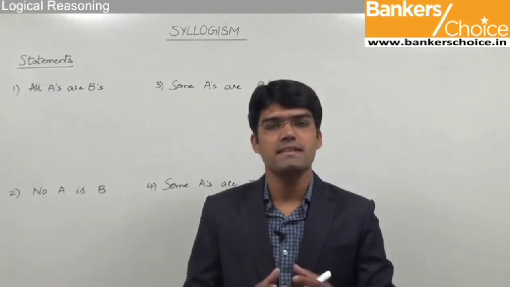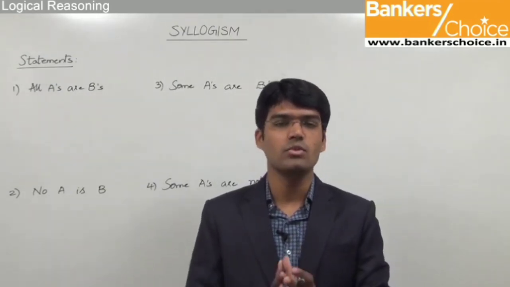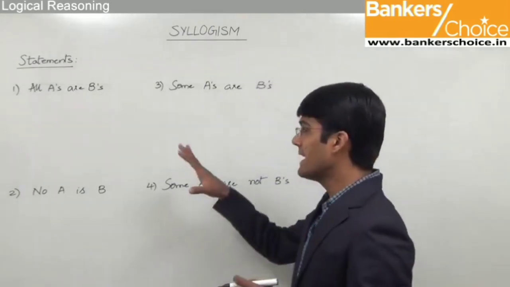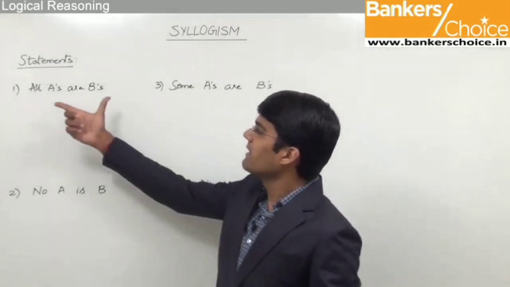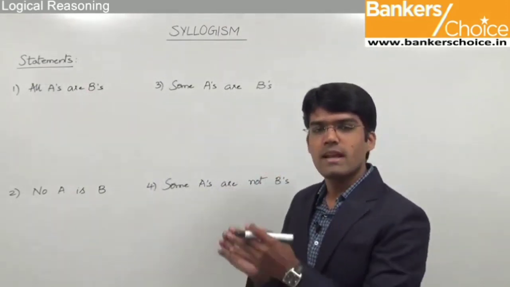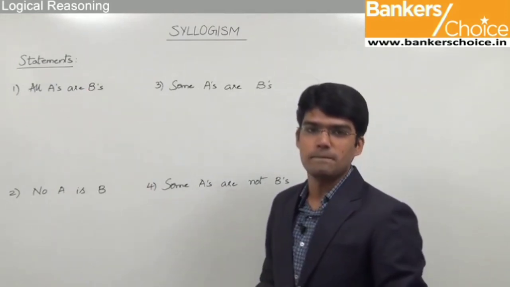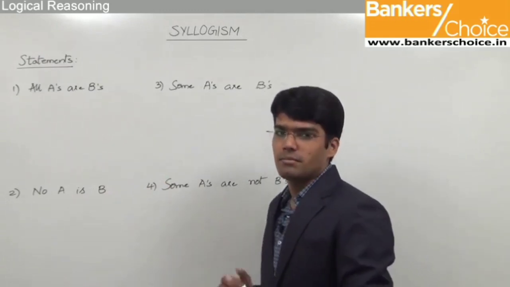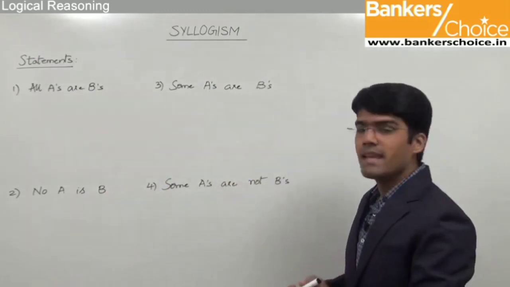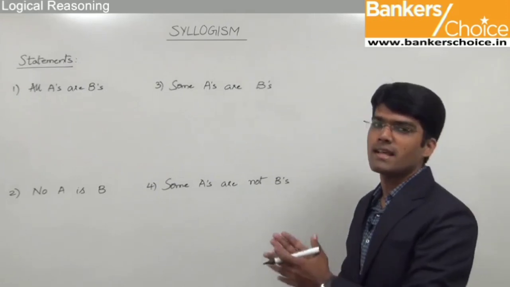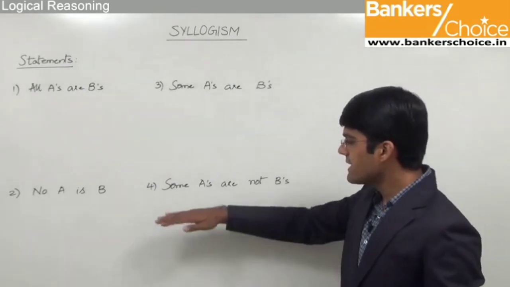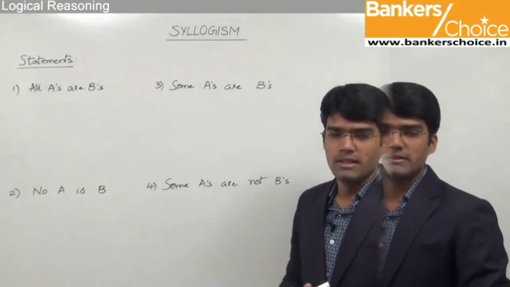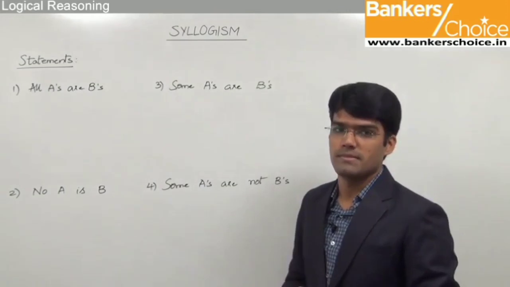Let us now understand the various types of propositions or statements used in syllogisms. Generally, there are 4 types of statements that are given in syllogisms, and they are as shown here. The first statement is all A's are B's. That means all A's or every A is B. The second one is no A is B, or we can say none of the A is B. The third statement is some A's are B's, or we can also say a few A's are B's. The fourth statement is some A's are not B's, and it can also be given as a few A's are not B's. So these are the 4 statements which are given in syllogisms.